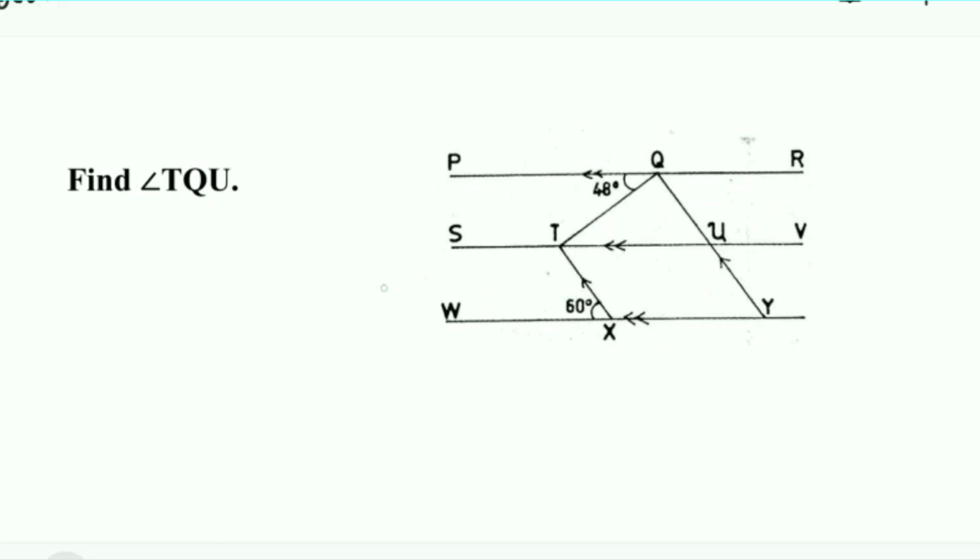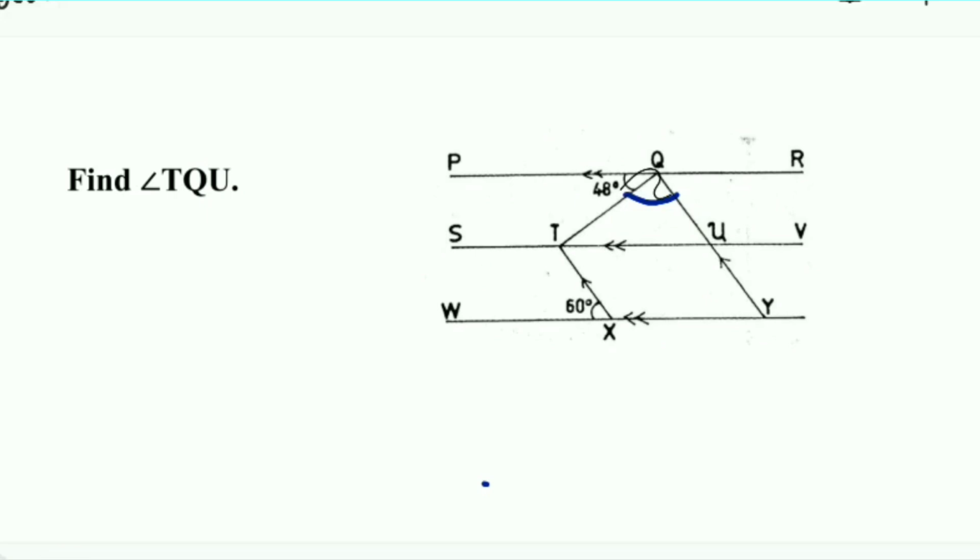Find angle TQU. So the first thing to do is to identify angle TQU. And that's the angle over there. So how do we find this angle here?